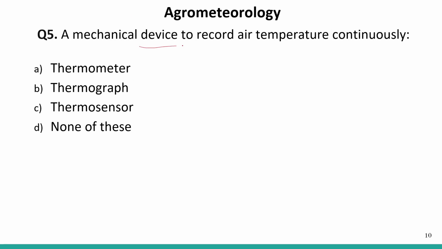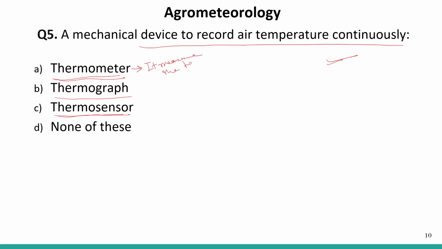A mechanical device to record air temperature continuously. The options are thermometer, thermograph, and thermosensor. So the thermometer measures the temperature of liquid as well as our body temperature. So the thermometer is used for that.